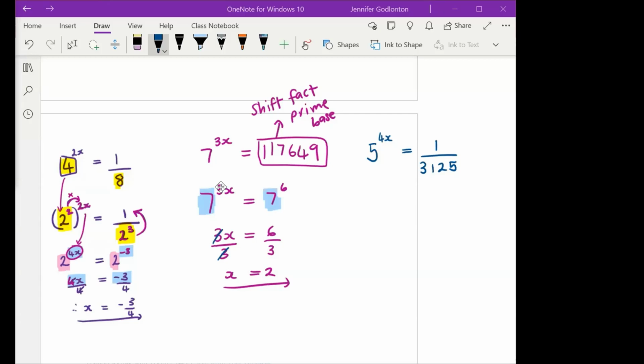Ma'am, is my answer supposed to be a fraction? Yes, your answer is definitely supposed to be a fraction. So maybe it's right. Thank you. Maybe we should trust it.